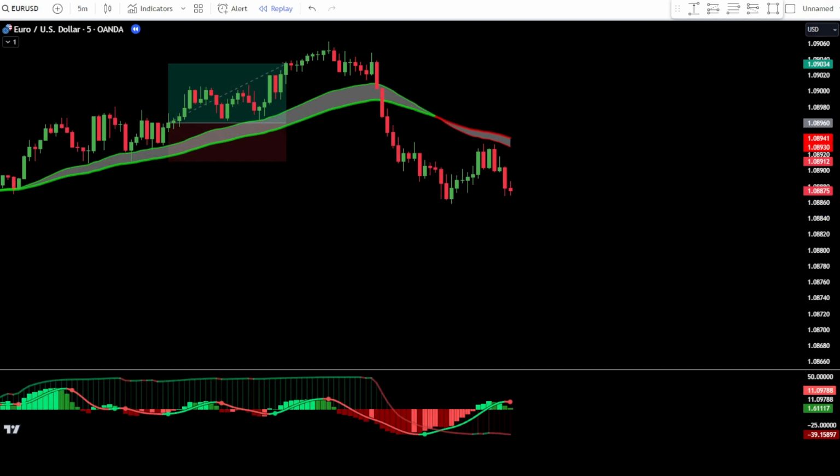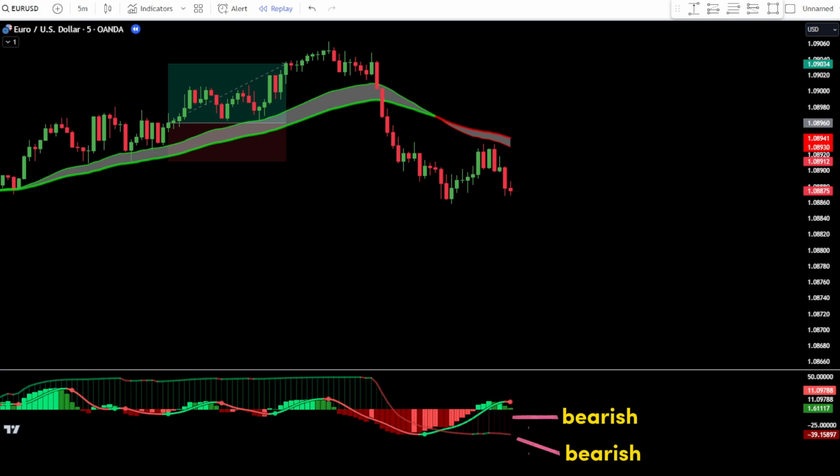Placing sell orders. If the CM Sling Shot System is red, indicating a bearish trend, focus on finding the best point to place a sell order. Wait for the price candlestick to retest the area of the CM Sling Shot System. After the candlestick retests the CM Sling Shot System area, wait for a sell signal from the B Xtrender indicator.